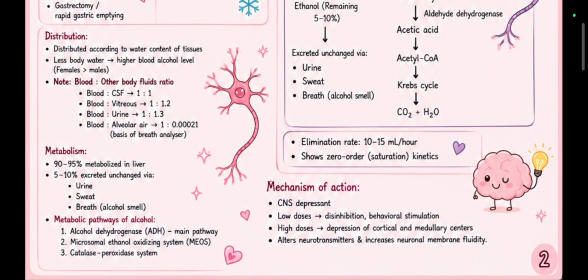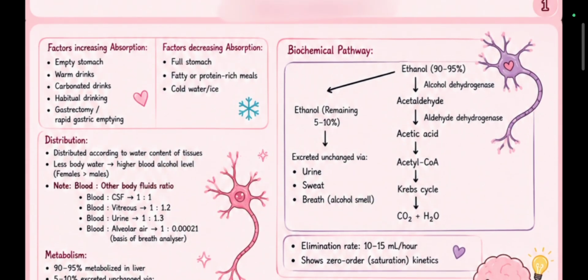Coming to metabolism, 90 to 95% is metabolized in the liver. 5 to 10% is excreted unchanged via urine, sweat, and breath, giving the alcohol smell. Three important metabolic pathways are observed, but the third pathway, the catalase peroxidase system, is a minor pathway. The main pathway is the alcohol dehydrogenase pathway, which is the ADH pathway, and second is the microsomal ethanol oxidizing system. We'll be learning about this.